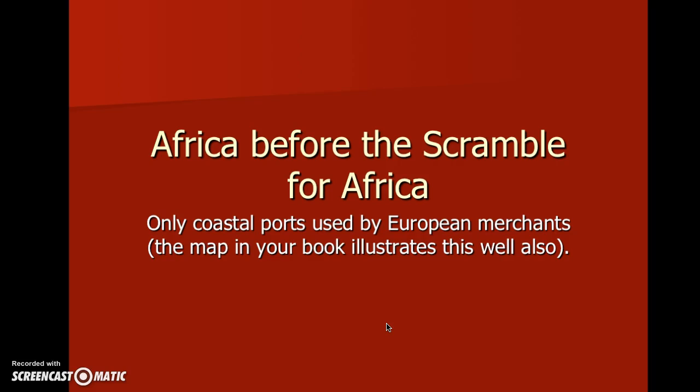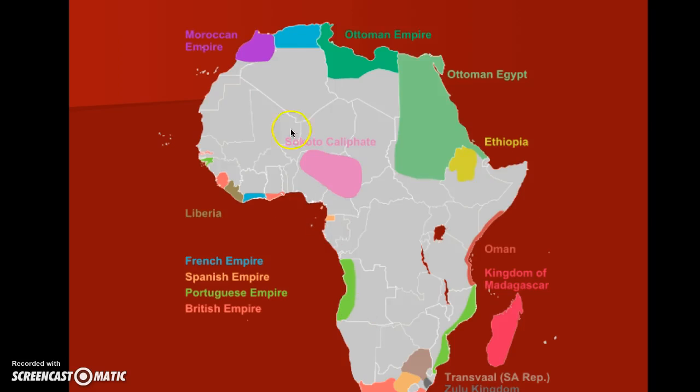Only coastal ports used by European merchants essentially before the scramble of Africa existed. So take a look. You've got the French Empire with a very small piece of land here. Also, the British Empire only has parts of South Africa at this point and along the western coast. The Spanish Empire, you can hardly find it. It hardly exists. And the Portuguese Empire, from their 1450s, 1500 empire, they still have remains there.